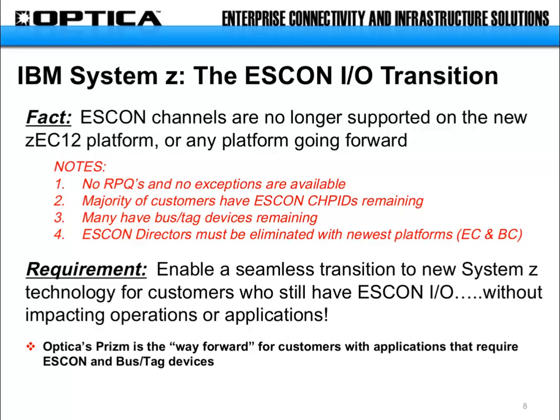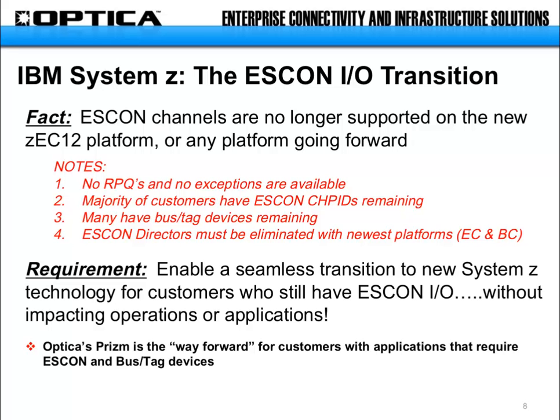Okay, so as we've heard from Ray, there is a very hard stop on the use of ESCON with the newest platforms. There is no side door. There is no RPQ. This is for real. There is no more ESCON available starting with the EC and BC12 moving forward, okay? Yet we recognize that a large percentage of customers still have a requirement for some of the stable ESCON and bus and tag devices and applications that have been running for a very long time. So essentially, we're here to talk about how to move those forward.